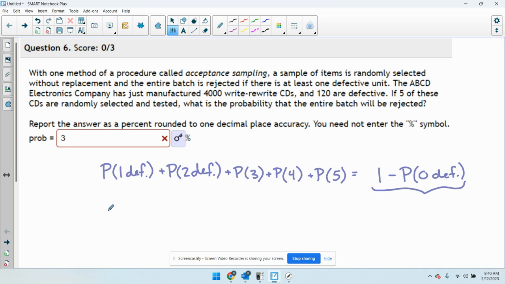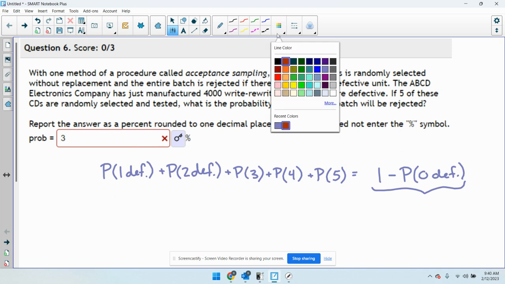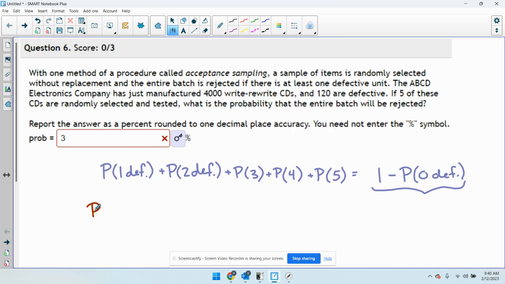So to figure out the probability of no defects, probability of 0 defects. Well, what's the chance that the first CD I select isn't defective? Well, if there's 4,000 and 120 are defective, how many are not defective? Well, that's 3,880. That's the probability the first one's not defective.